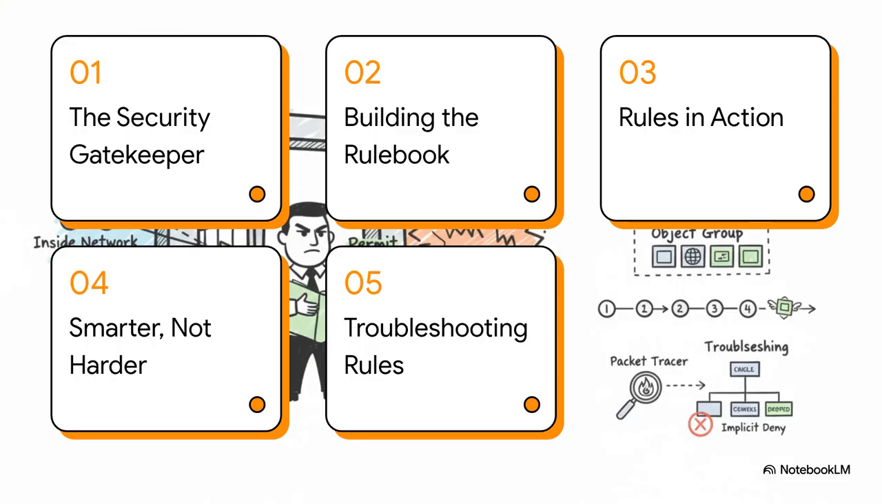So here's the game plan for this explainer. First, we'll look at how things work by default, right out of the box. Then we'll get into building our own custom rulebook. After that, we'll see those rules in action with some real-world examples, pick up some pro tips to work smarter, and finally, we'll cover how to figure out what went wrong when things don't work.